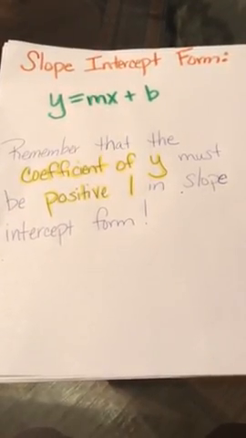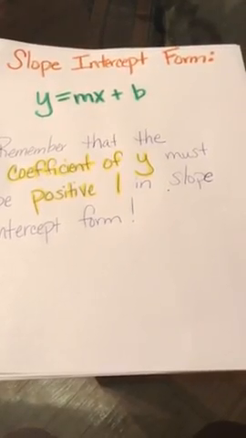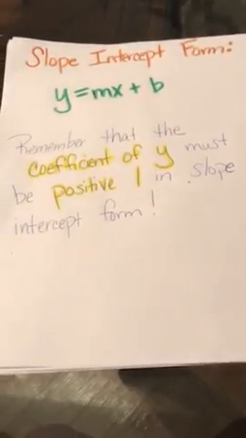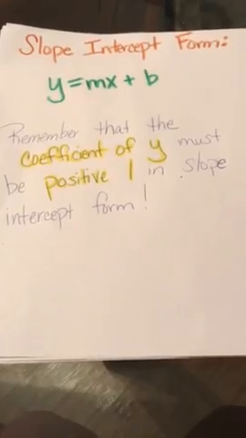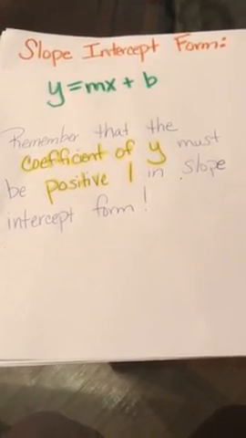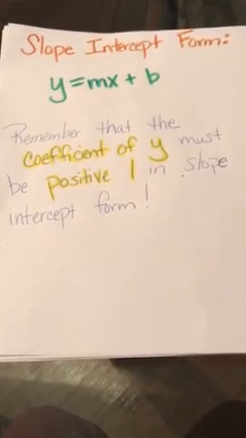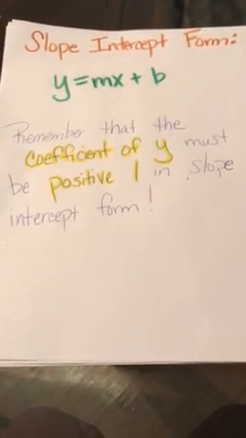Hey y'all, today we are going to look at how to change linear equations from standard form to slope-intercept form. If you remember from previous videos and your previous lessons in class, slope-intercept form is y equals mx plus b. Remember the m stands for the slope and the b stands for the y-intercept, or where the line crosses the y-axis.